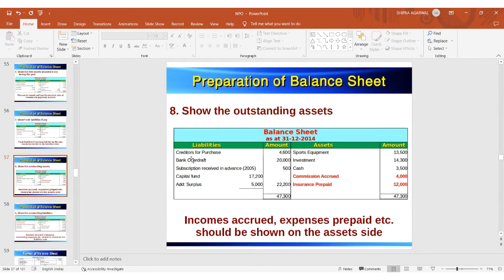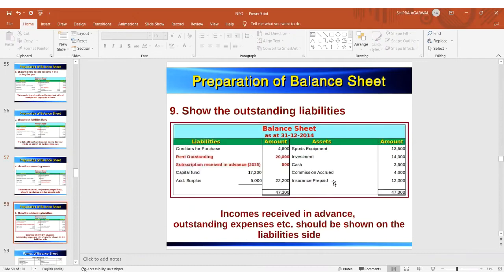Then if you have any outstanding assets maybe in the form of commission accrued. When I use the term commission accrued, I'm talking about commission which has become due but we have not yet received. Whether we have received it or not, as per the accrual concept, that is to be shown in the books of accounts. Similarly, the outstanding liabilities, that could be in the form of outstanding expenses or maybe some income received in advance, they are to be shown on the liabilities side.